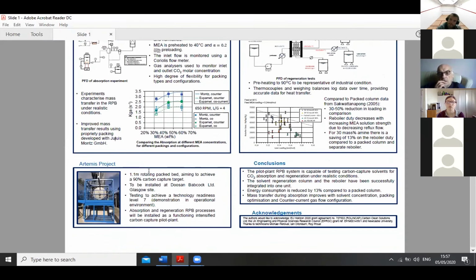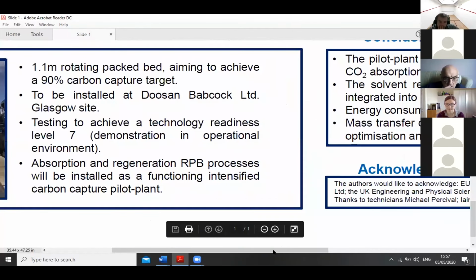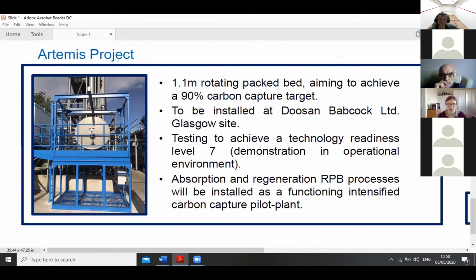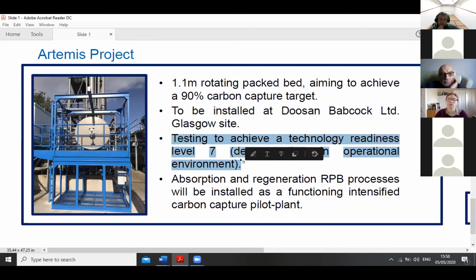And then this is really the last point that I wanted to concentrate on and draw your focus on. We're also doing this Artemis project, which will install this 1.1 metre rotating pack bed on this Doosan Babcock site in Glasgow, and that's aiming to achieve 90% carbon capture, testing at a technology readiness level of 7, so that's demonstration in an operational environment.